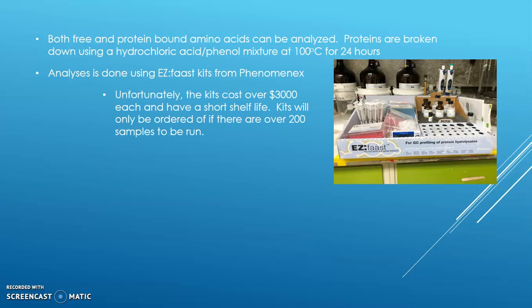Unfortunately, these kits cost over $3,000 each and have a very short shelf life. Therefore, we will only order the kits if someone is looking to process over 200 samples. It should also be noted that there is a different kit for free than for the protein-bound amino acids.